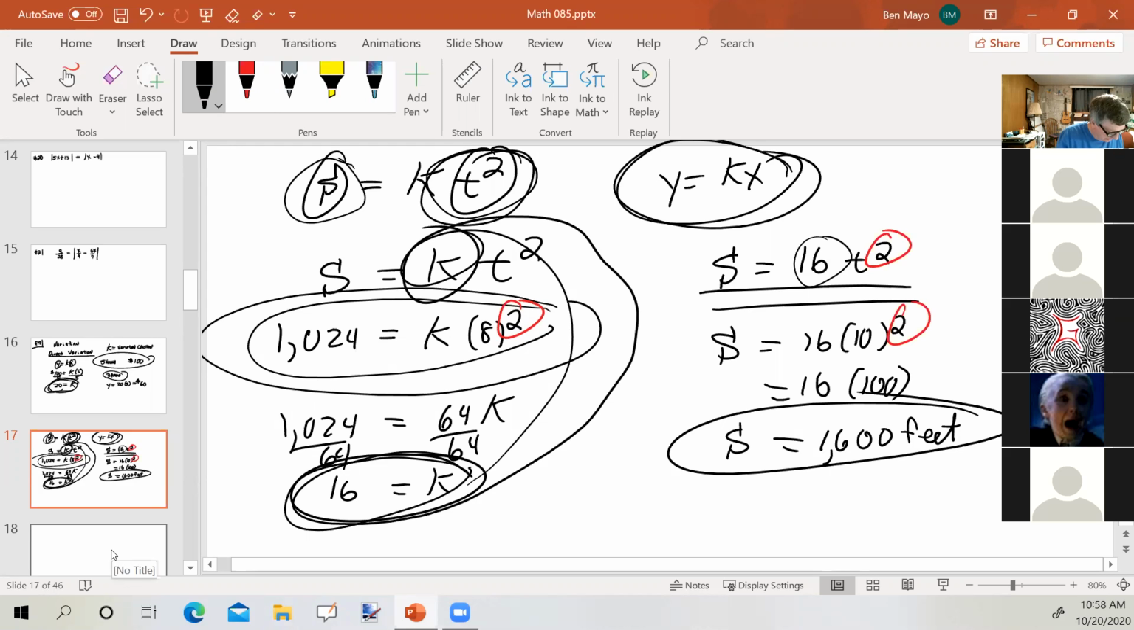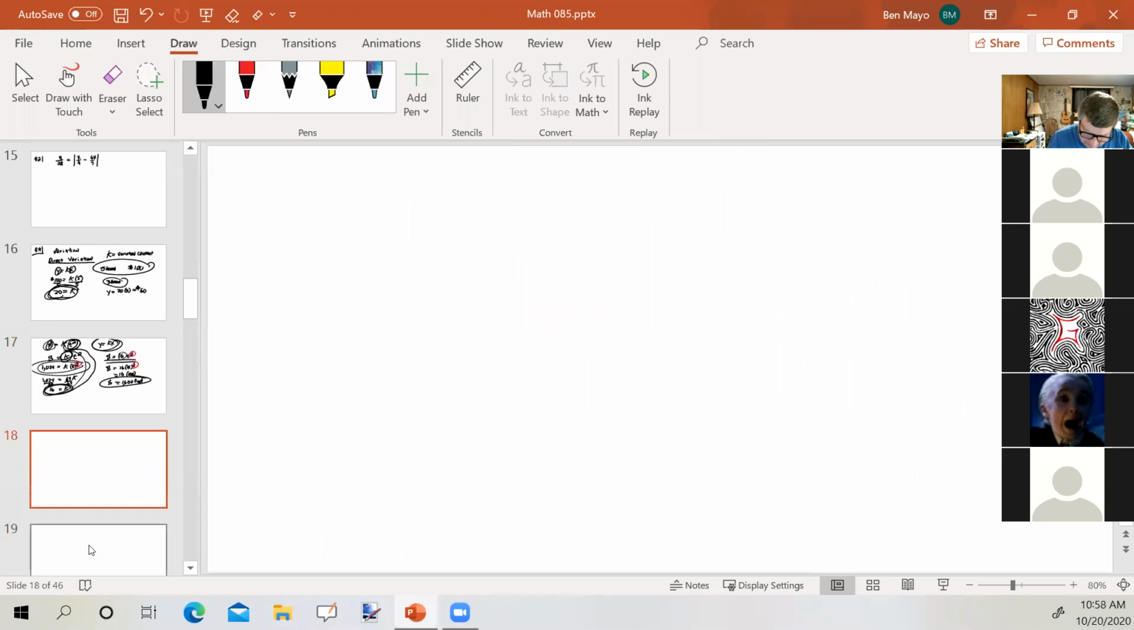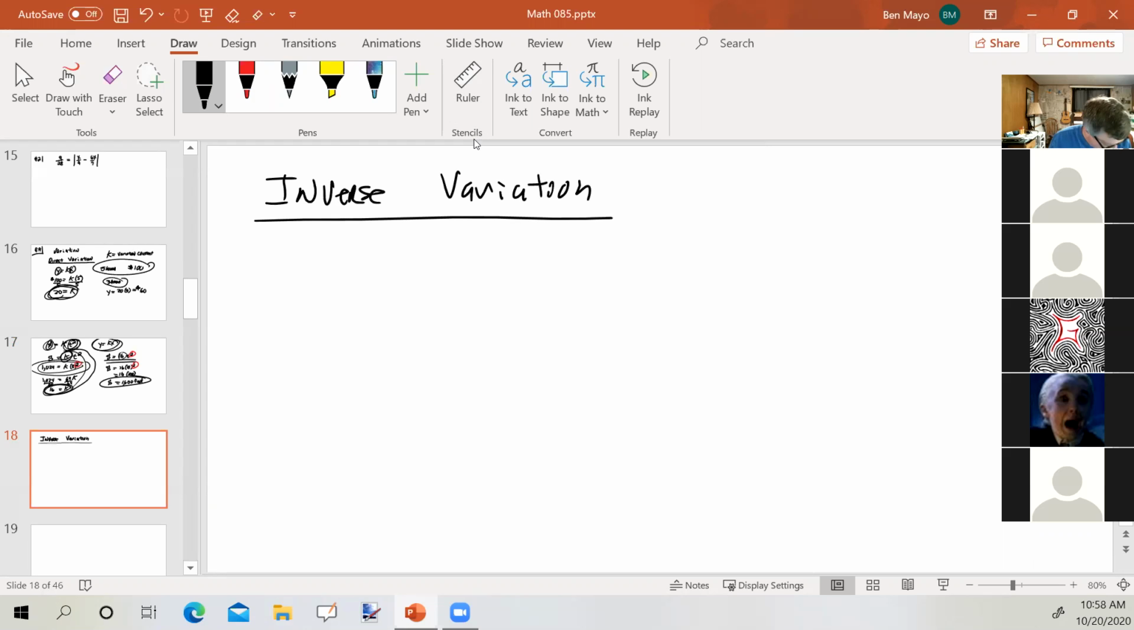And now we're going to look at inverse variation. Okay. And its general form is y equals k over x.